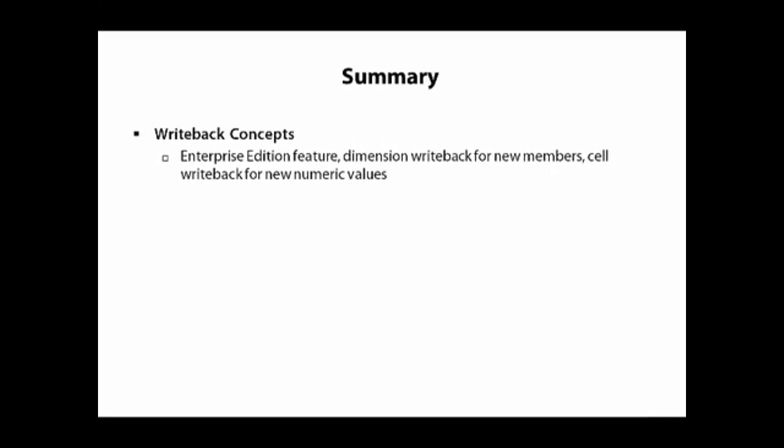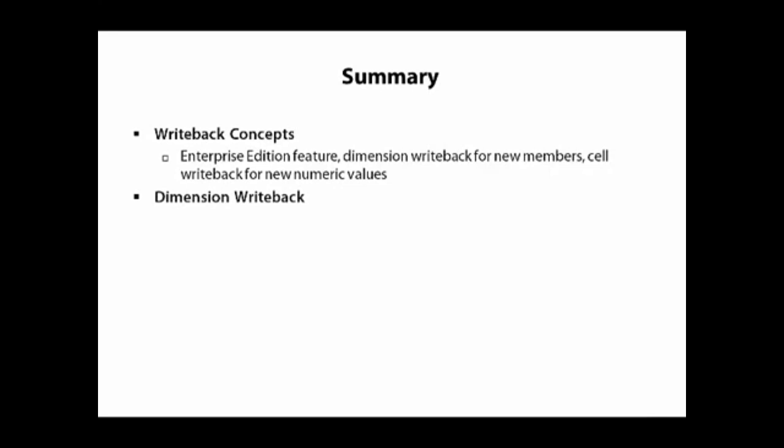We can implement Dimension Writeback when we want users to be able to add new members, such as a revision number for a budget or a forecast version. Dimension Writeback updates a relational table immediately and performs a process update to add the member to the Analysis Services Dimensions store. Cell Writeback allows users to update numeric values in the cube, and then Analysis Services writes data to a relational partition and then performs an incremental update on the cube.